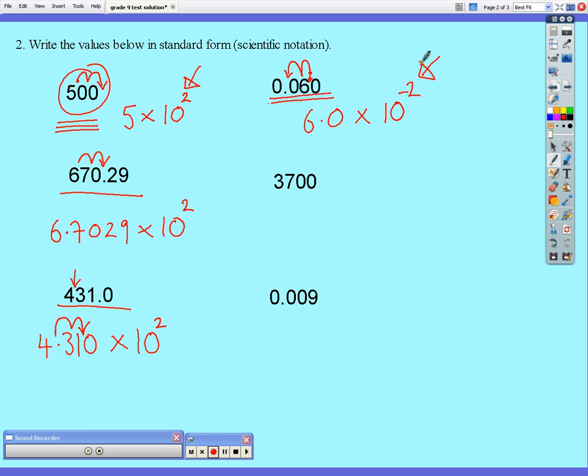3,700 just has those 2 significant figures. Our decimal point will need to go here to give us a number between 1 and 10. And we're going to then multiply that by 10 to the power of, here's our decimal point, 1, 2, 3.